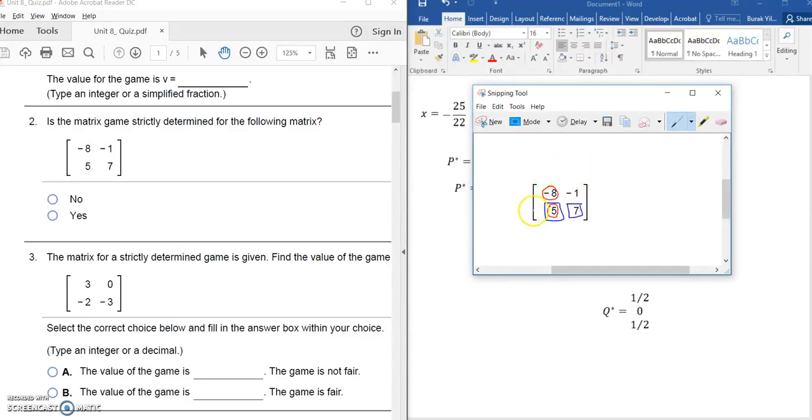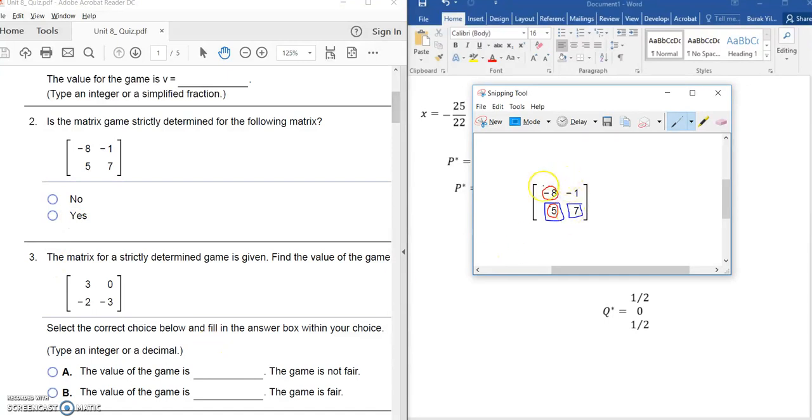So once you go through each row and column, if you end up with an entry that has both a circle and a box around it, that's the saddle point. And here 5 has a circle and a box, which means it's the saddle point. So the value of this game is 5, and since it has a value, it is strictly determined. You say yes.